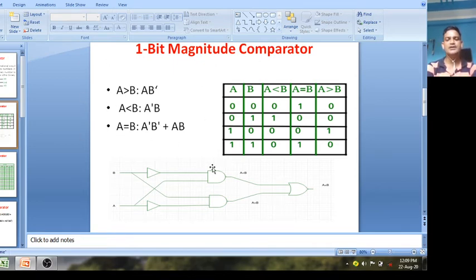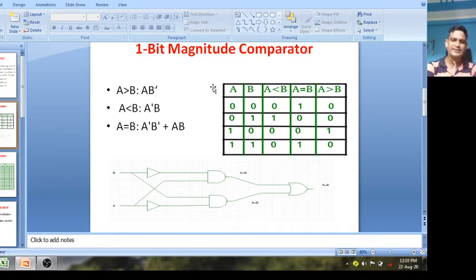And this is the circuit. This is a NOT gate, this is a NOT gate, this is an AND gate, this is an AND gate, and this is a NOR gate. It is the symbol of the NOR gate. This is an AND gate, this is an AND gate, and these are NOT gates. A dash b: from here you are getting b dash, so a b dash gives a greater than b. And a dash b is a less than b.